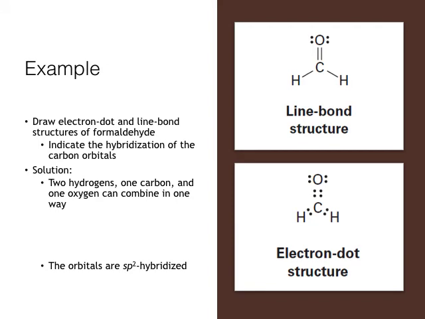Let's take a look at this example. What if we are to draw the electron dot line and bond line structures of formaldehyde? We also have to indicate the hybridization of the carbon orbitals. So for the solution, two hydrogens, one carbon, and one oxygen can combine only in one way. The orbitals are sp2 hybridized.